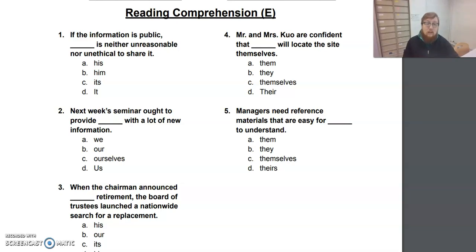Next week's seminar ought to provide blank with a lot of new information. We, our, ourselves, or us. Well, these right here, they're pronouns. So if the information is public, blank is neither unreasonable nor unethical to share it.